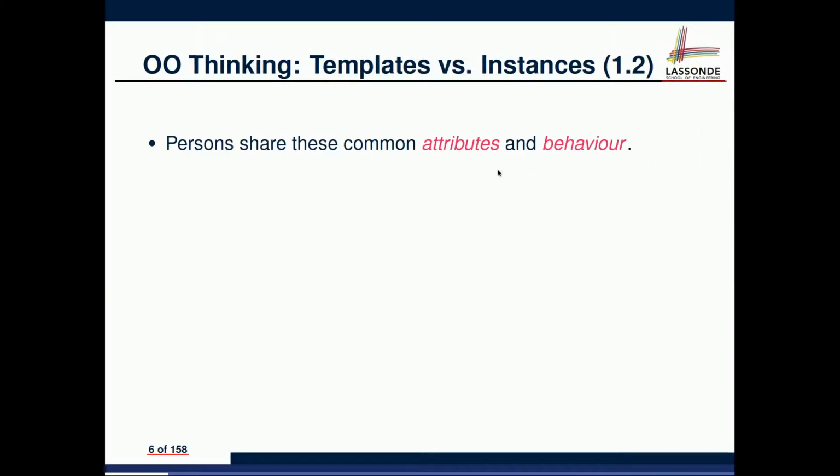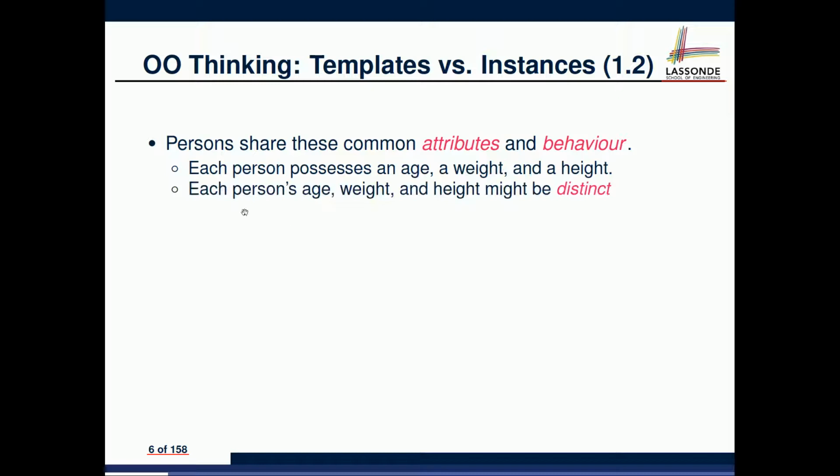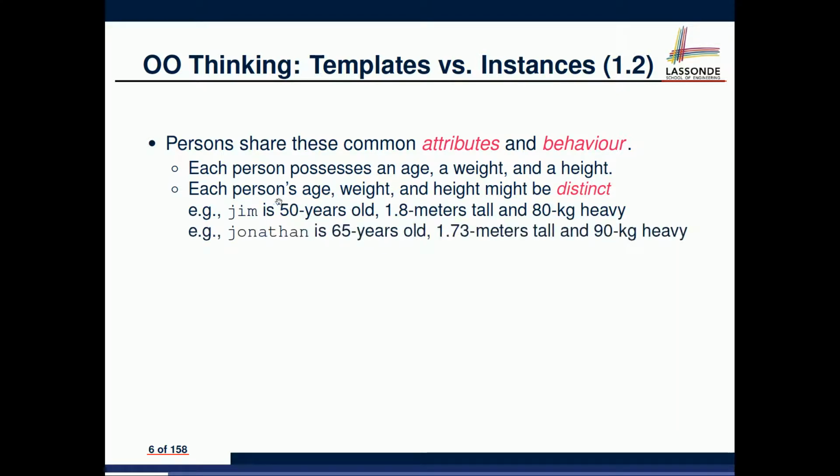So let's talk about persons again. Persons share some common attributes and behavior. Each person has an age, weight, and height. However, the values will be distinct. We have emphasized that quite many times already. Let's compare side by side: Jim and Jonathan. These are two instances of the person template, two entities of the same kind. Both of them have some age. In the case of Jim, it's 50. In the case of Jonathan, it's 65.